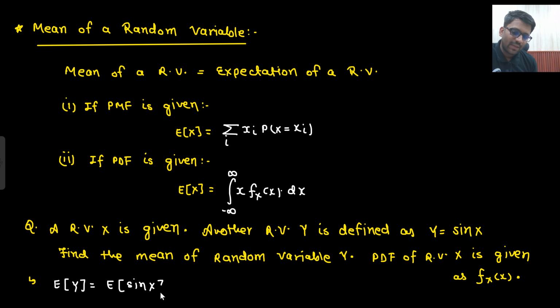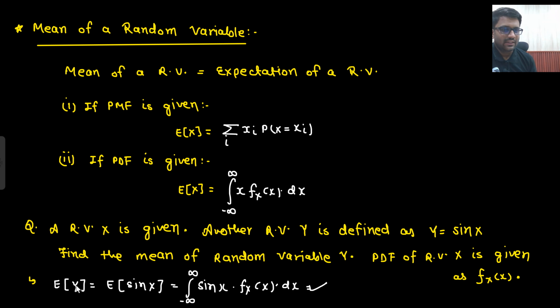Why am I doing so? Because I do not have the PDF of random variable y. I have the PDF of random variable x. Now what will I do? The expectation operator, what will it do? It will take an integration sign. It will integrate over the whole limit. Now inside sin, capital X is written, so I will write small sin x. Now this is a function of x, so I will multiply with the PDF of x, dx. So I will get my answer here. Okay. Whatever the answer is, I will get that answer. So did you understand this point?